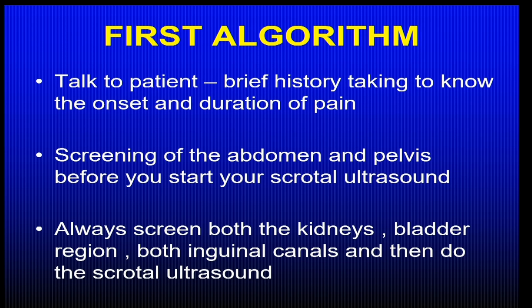So I have followed this dictum for the last 20 years, and trust me, as I was telling you yesterday, Zinner's syndrome, which has ipsilateral renal agenesis, might be there, and you are doing a scrotal ultrasound for infertility. You might tell the clinician so much useful information which he may not know, because if you don't screen this abdomen and pelvis, you would miss that in your day-to-day practice.